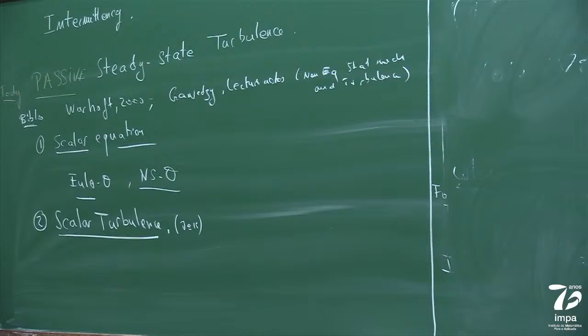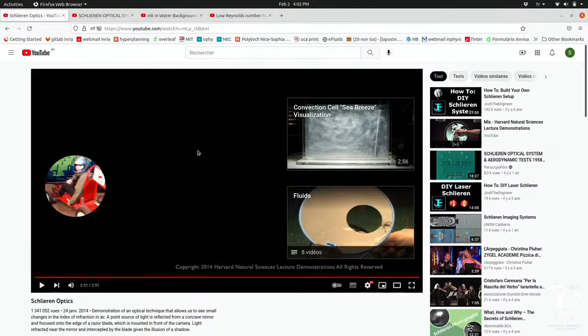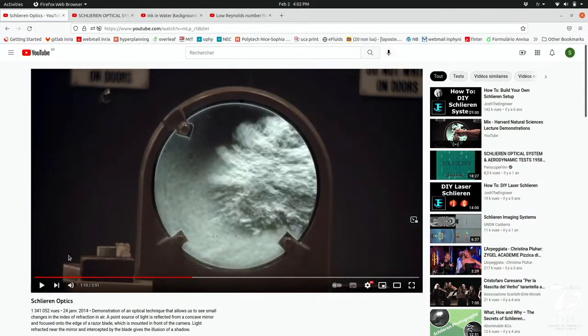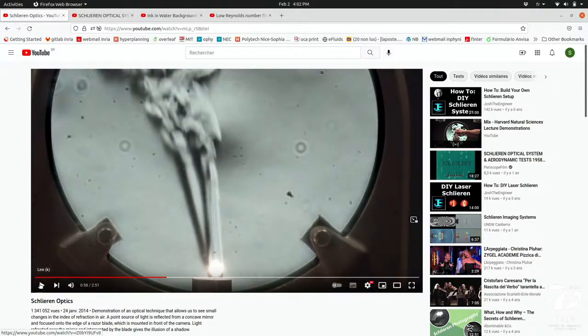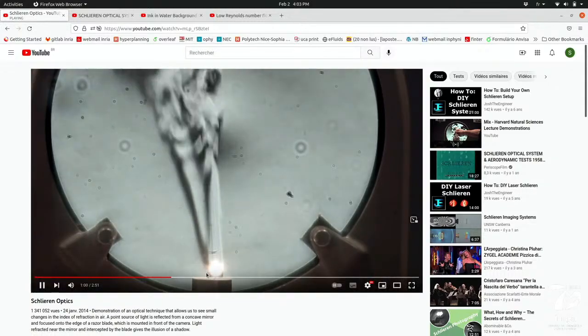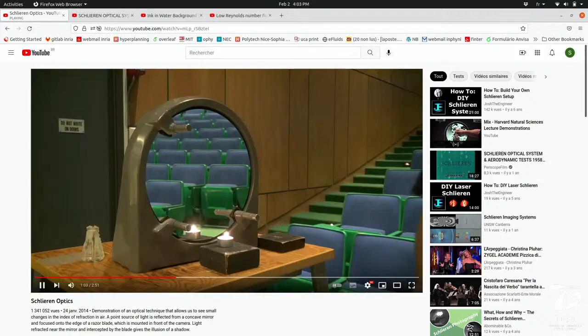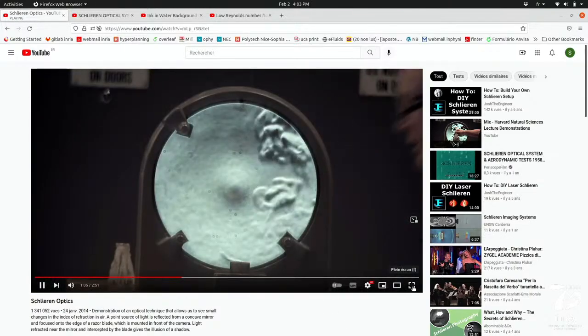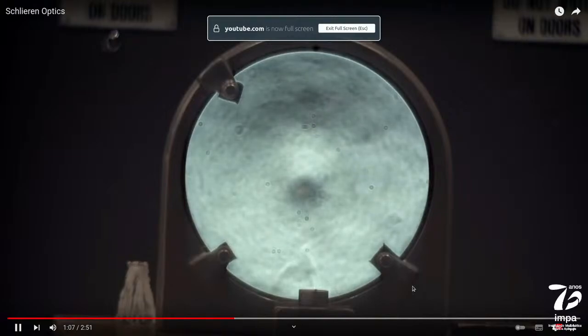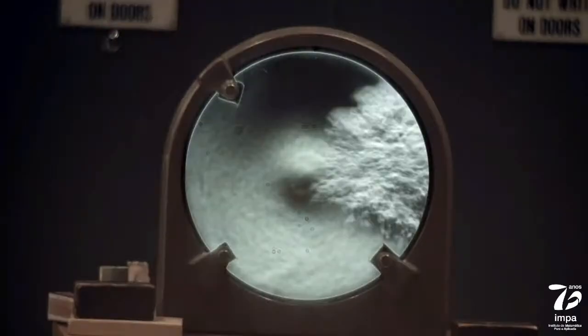So we have already seen some examples of scalar turbulence, which were the videos that we were watching before. Let's put them again because they are quite nice actually. In this case, the Schlieren, we'll see an example of forced scalar turbulence when the dryer comes.